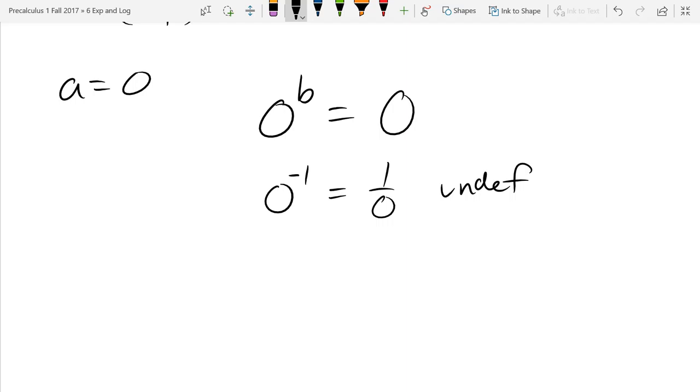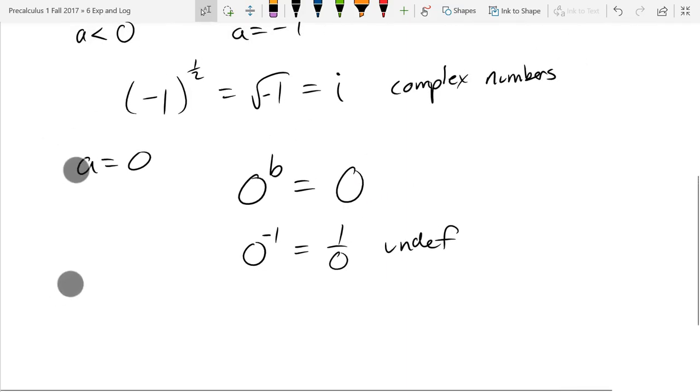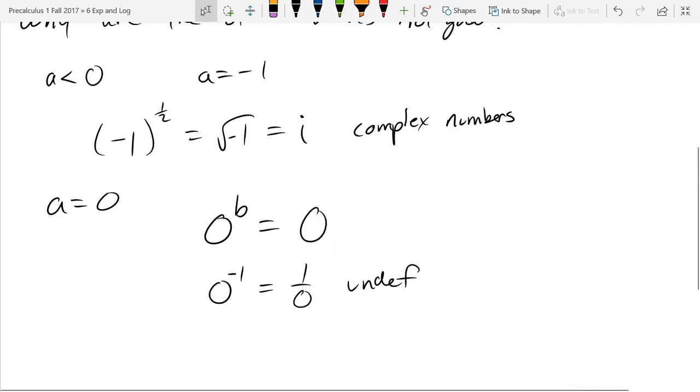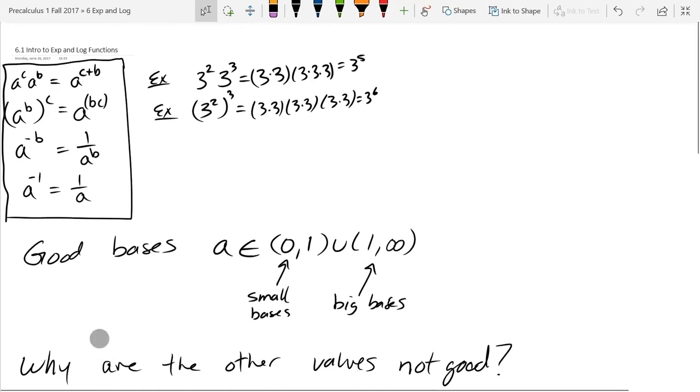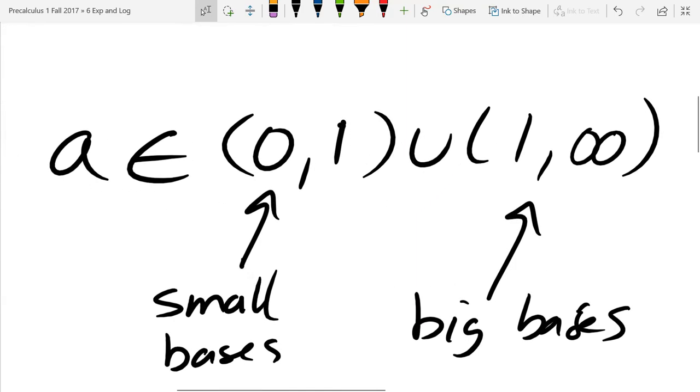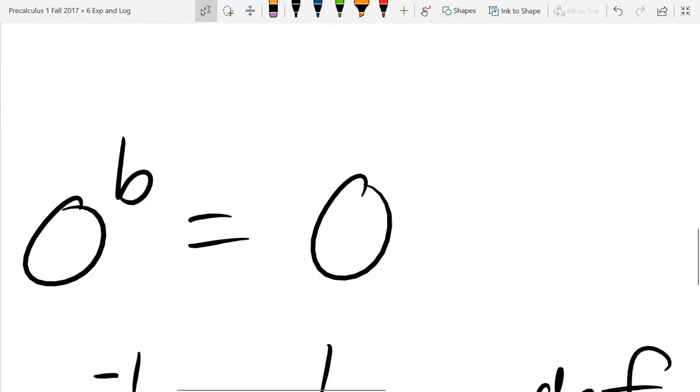One over zero. So look up the rules. It says reciprocal. Well, that's undefined. So it's either boring or undefined. It's either always zero or undefined, so that's not very helpful. So that's why zero is a bad base.